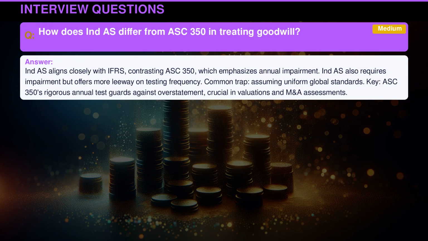Indian accounting standard aligns closely with International Financial Reporting Standards, contrasting ASC 350, which emphasizes annual impairment. Indian accounting standard also requires impairment, but offers more leeway on testing frequency. Common trap: assuming uniform global standards. Key: ASC 350's rigorous annual test guards against overstatement, crucial in valuations and M&A assessments.